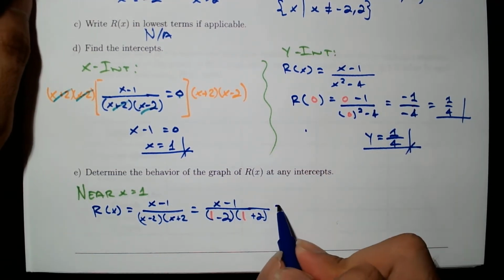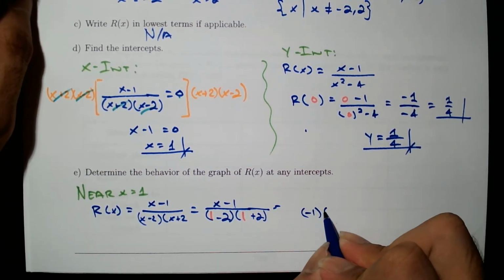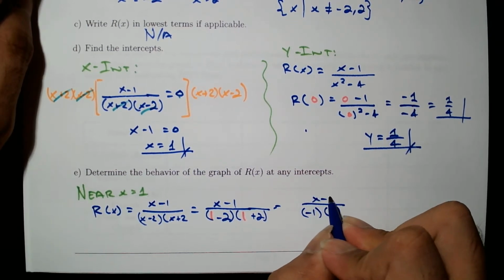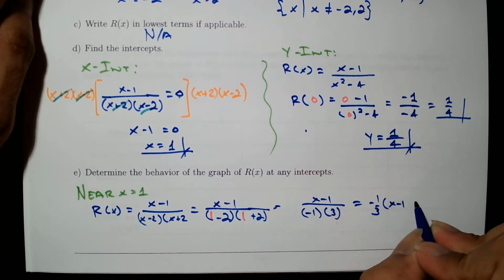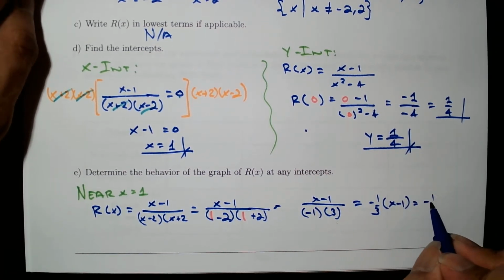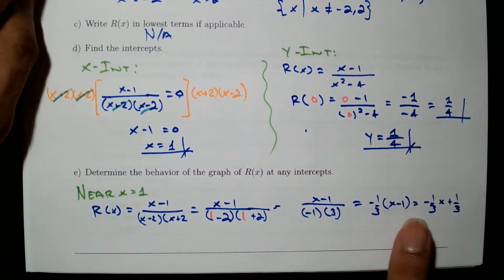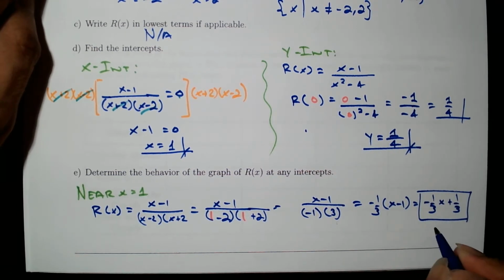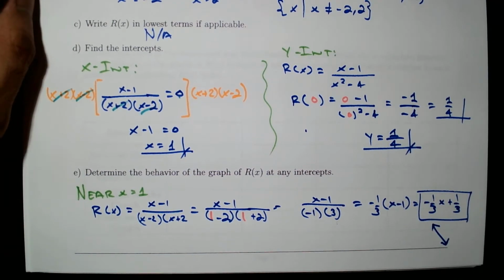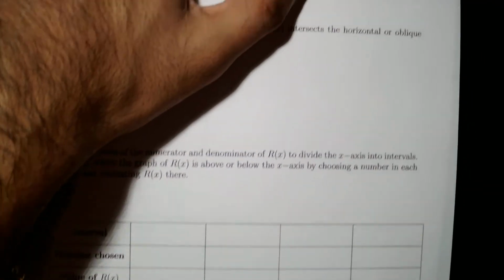Okay, so let's get 1 minus 2, that's a negative 1, times 1 plus 2, which is 3, times x minus 1. So we're going to have a negative 1/3 times x minus 1, which is negative 1/3 x plus 1/3. So that means the graph will cross the axis in the form of a straight line with a negative slope. Okay, let's move to the next page to see what they're asking us for.